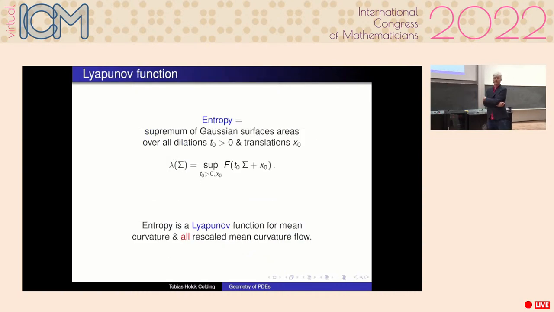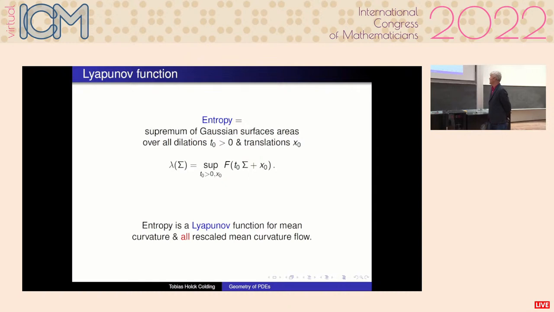There's another functional that is actually more useful to understand the dynamics than the Gaussian surface area, and that is the entropy. And this is because the entropy is a Lyapunov functional for both the original mean curvature flow and any rescale flow, not just a rescale flow around the origin. And a Lyapunov functional for a flow is a function that is monotone under the flow. They were studied by Lyapunov, and were used by Lyapunov to understand stability of the flow.